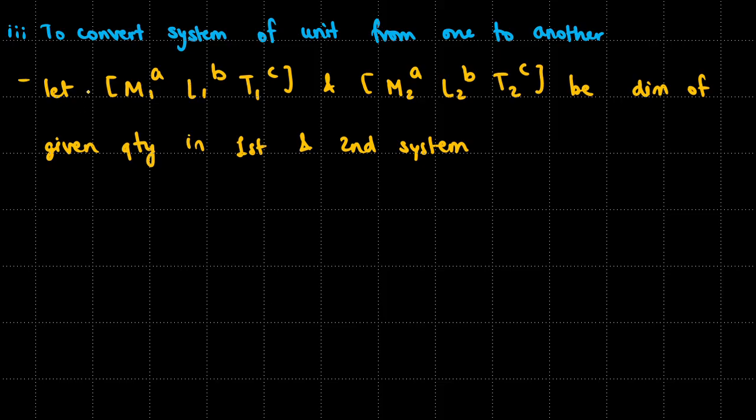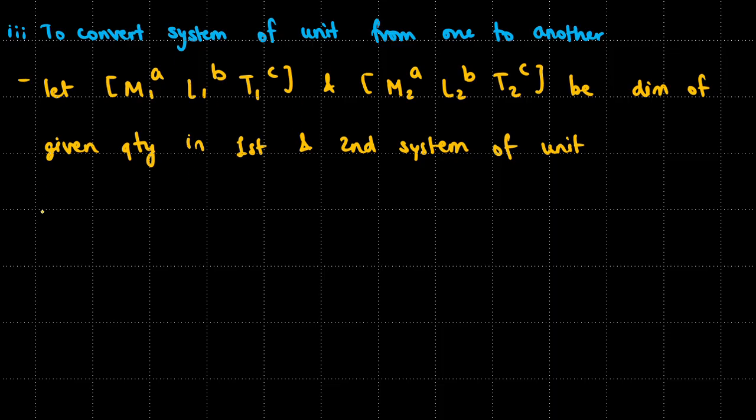Suppose the first system was in the MKS system, which would mean mass in kilograms, length in meters, and time in seconds. Suppose the second was in the FPS system, then the mass would be in pounds, length in feet, and time in seconds. So the first system of units can be of any unit, it can also be an arbitrary unit, which we will face when we do some questions later.